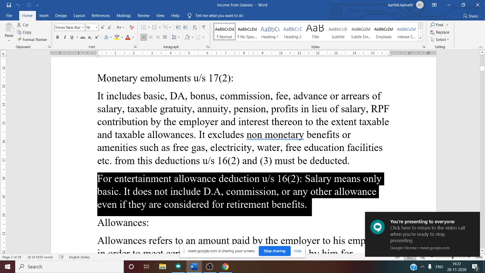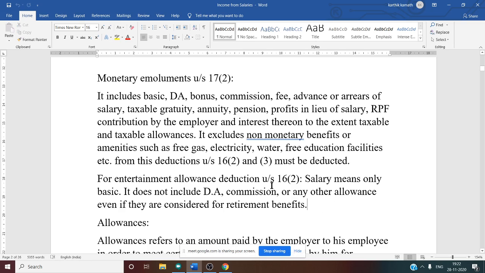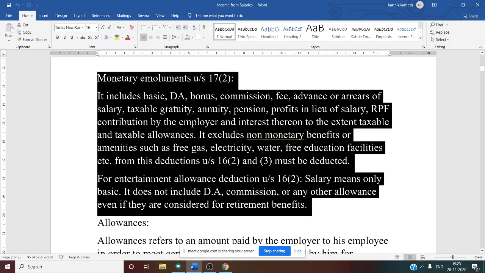It does not include DA, commission or any other allowance, even if they are considered for retirement benefit. Even if it is given in the question that DA enters the retirement benefit, you should not consider it. Why? Because salary means only basic. So this is the meaning of monetary emolument, that is under section 17 clause 2.